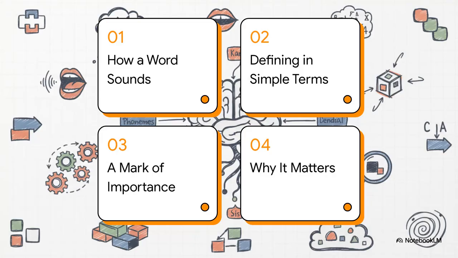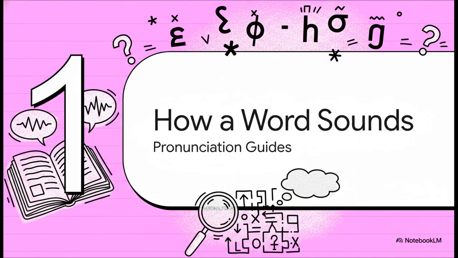All right, here's our game plan. We're going to start with how the word sounds. Then, we'll look at how it's defined in super simple terms. After that, we uncover a little hidden clue about why this word is so important. And finally, we'll tie it all together and talk about why any of this matters. Okay, first up, how a word sounds.